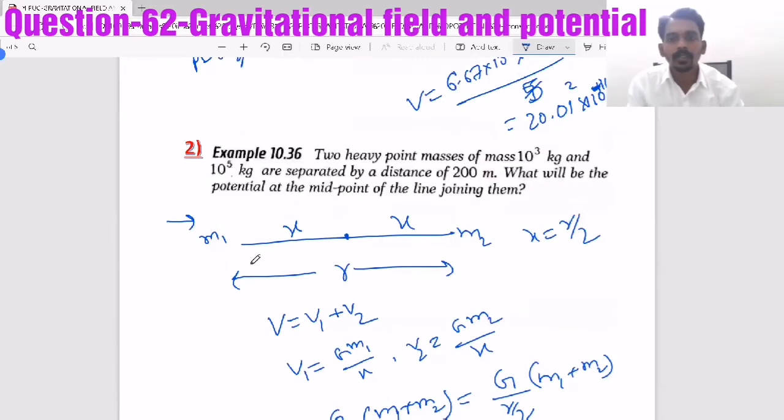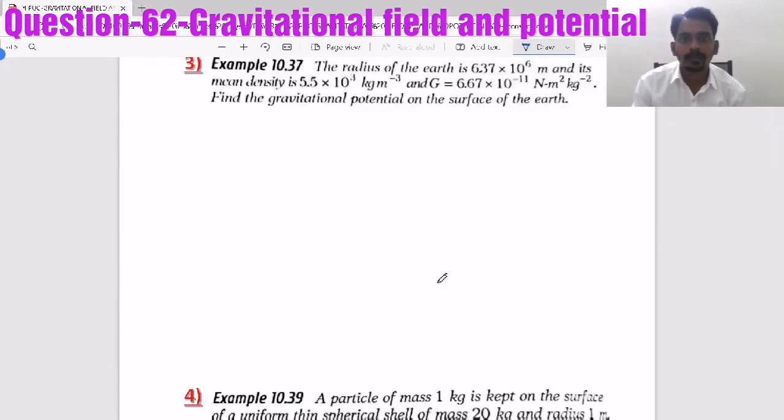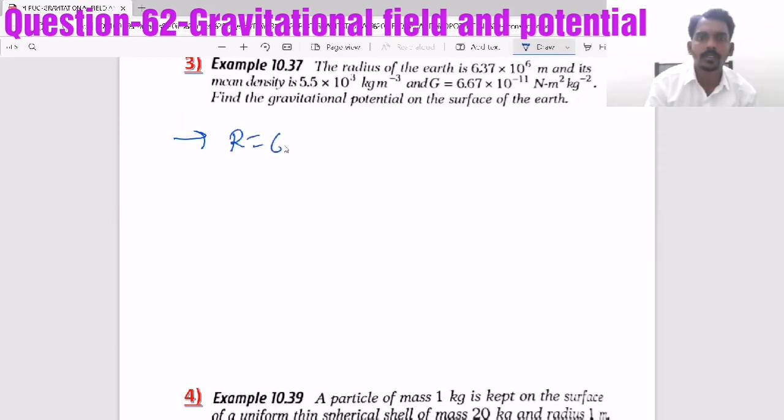All the values they have given. M1 is 10 power 3, M2 is 10 power 5, R is 200, G is a constant we know. So just substitute and try to get the answer. Now the next question is, the radius of Earth is given as 6.37 into 10 power 6 meters, and its mean density is 5.5 into 10 power 3 kg per meter cube. And the G value also they mentioned. Find the gravitational potential on the surface of Earth.